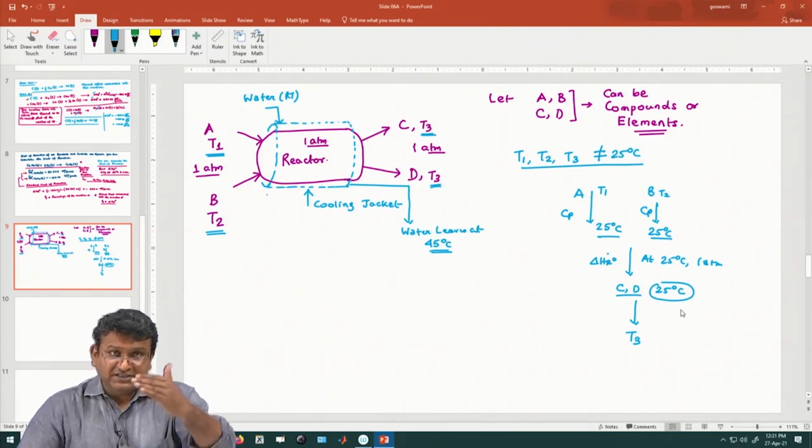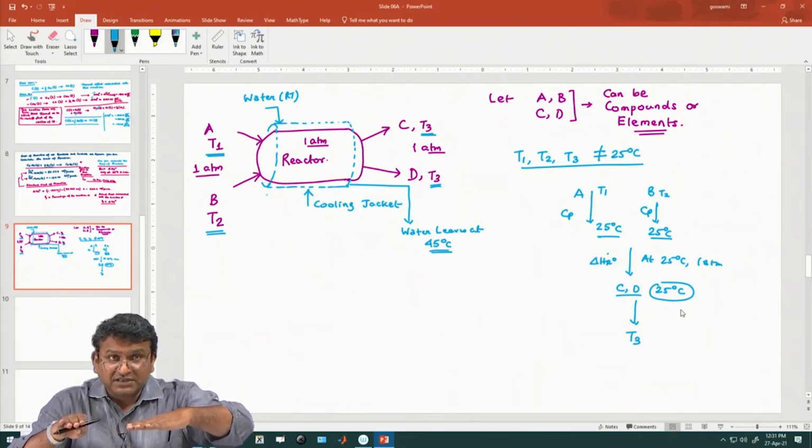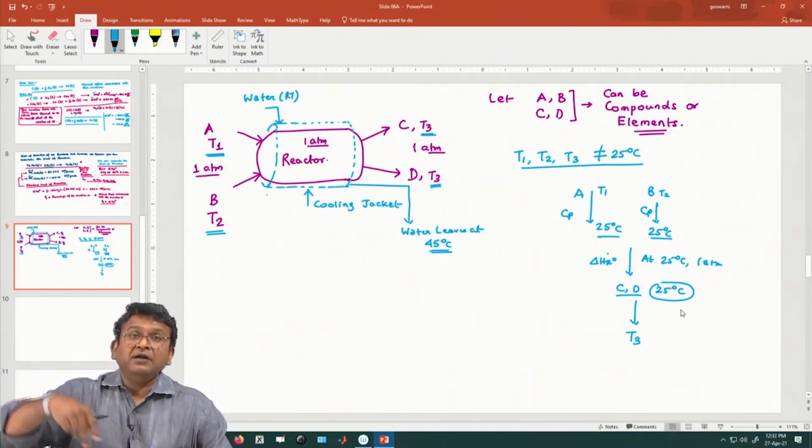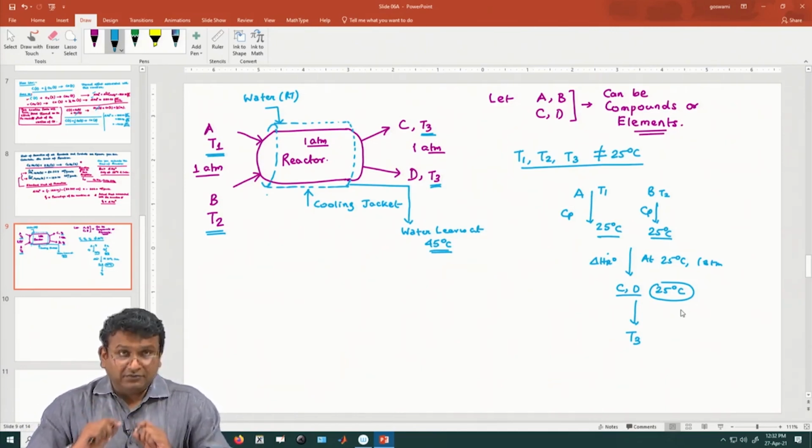So, all this initial temperature you first bring it down to 25 degree centigrade, have the reaction out there, and then again heat up to the final temperature. This is how you can do the calculations.